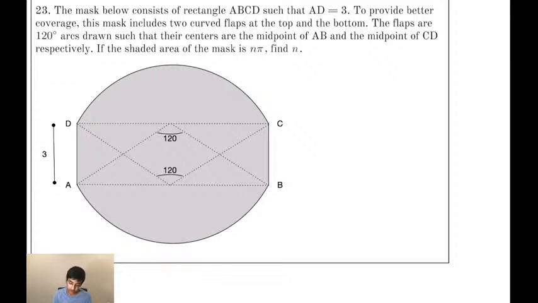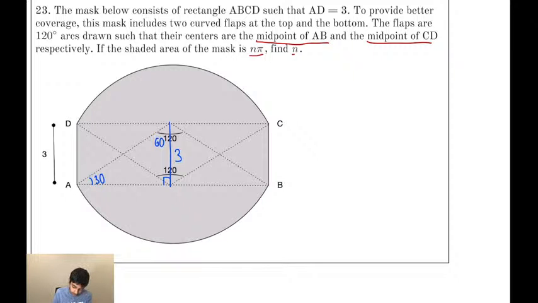The figure below consists of rectangle ABCD such that AD is equal to 3, and we drew 120-degree arcs such that the midpoint of AB and midpoint of CD, respectively, are shown. The shaded area is n pi, find n. So for this problem, you just draw this line here, it's going to be 3, and then we have some 30, 60, 90 triangles.